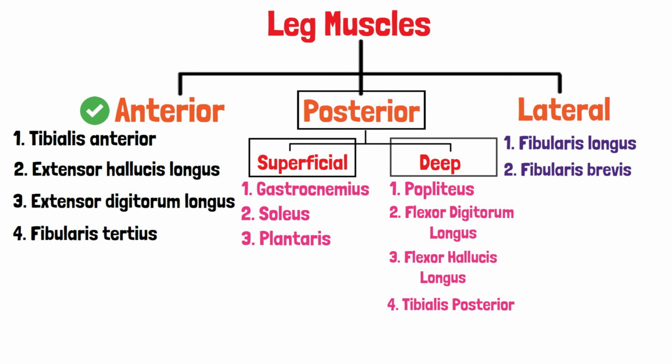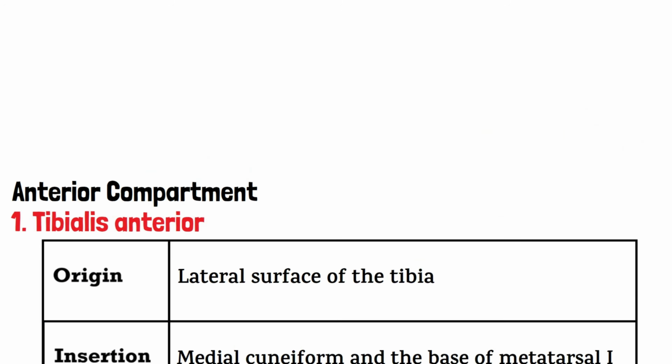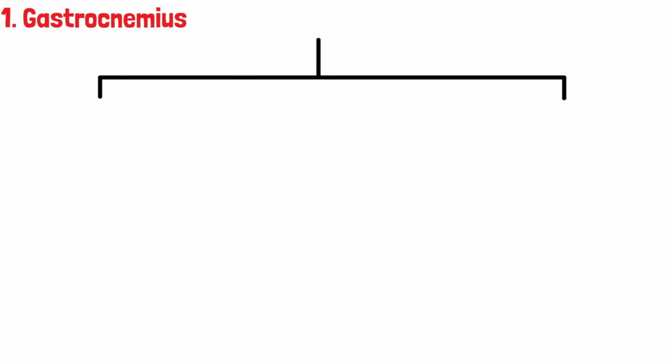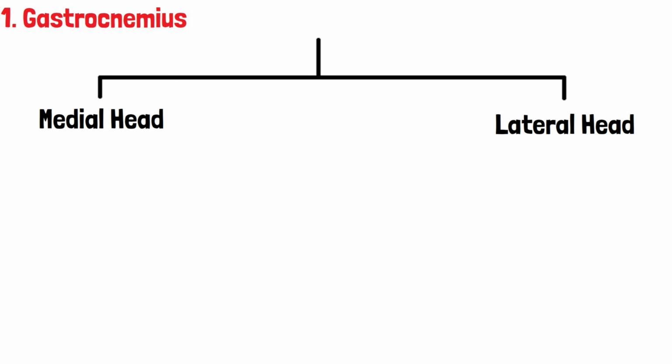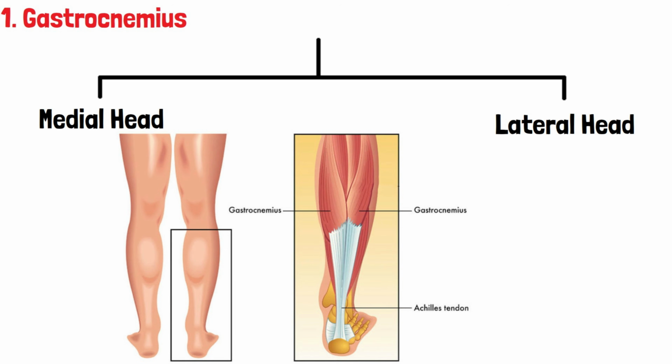So first, let's do the superficial muscles. Starting with the gastrocnemius muscle. The gastrocnemius is the most superficial of all the muscles in the posterior leg. It has medial and lateral heads and forms a characteristic calf pattern of the leg.